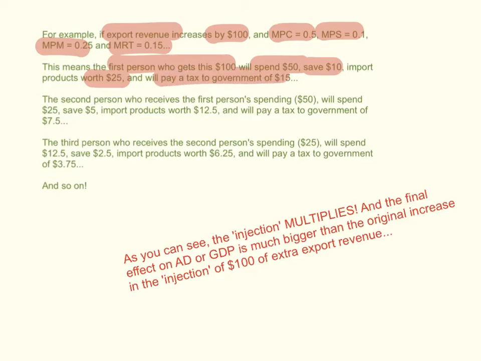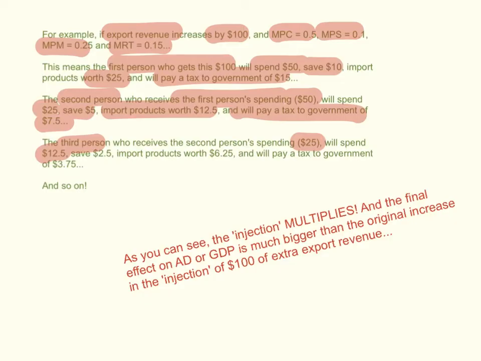The second person who receives the first person's spending, which is that $50 that the first person spent, will then spend 0.5 of that, which is $25, save 0.1, which is $5, import products worth $12.5, and then pay a tax to the government of $7.5. The third person who receives that second person's spending of $25 will then spend $12.5, save $2.5, import products worth $6.25, and pay a tax to the government worth $3.75, and so on.